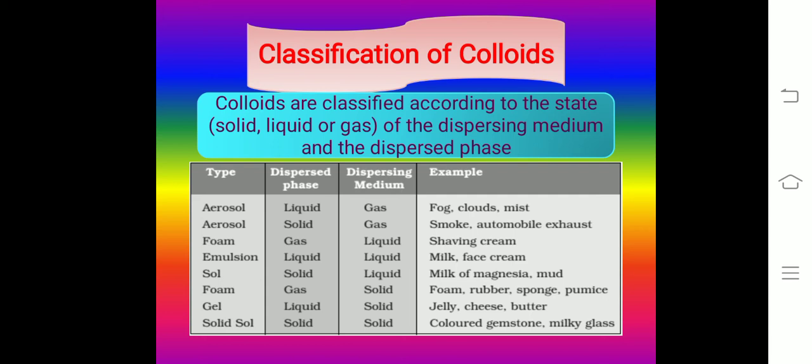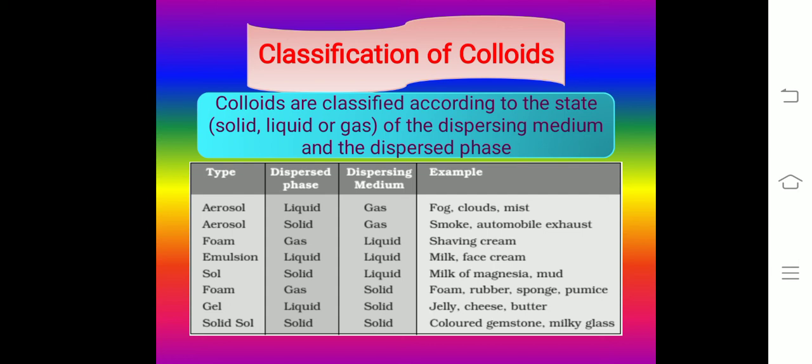Foam is formed when gas is dispersed in a liquid medium, like shaving cream. Emulsions are the colloids in which liquid is dispersed in a liquid medium, for example, milk, face cream, etc. Sol is a colloid in which solid is dispersed in liquid, like milk of magnesia, mud, etc.